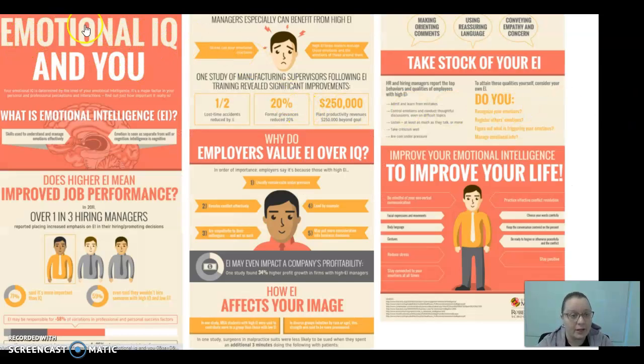We have emotional IQ and you, and this image of these 3 men, especially that one of them is highlighted and the other 2 are not, and that correlates with this data right here. Over 1 in 3 hiring managers reported placing increased emphasis on EI in their hiring and promoting decisions.